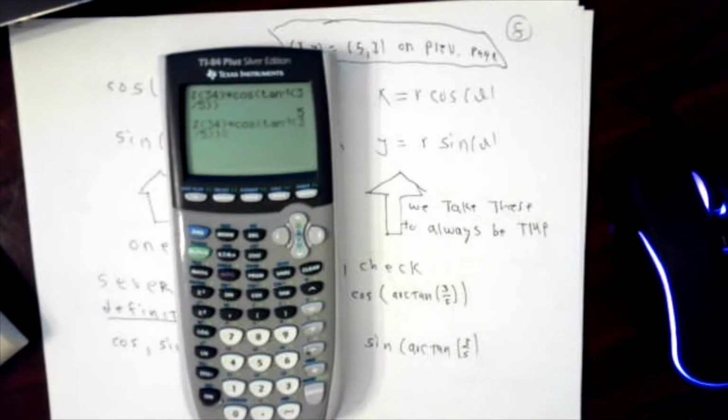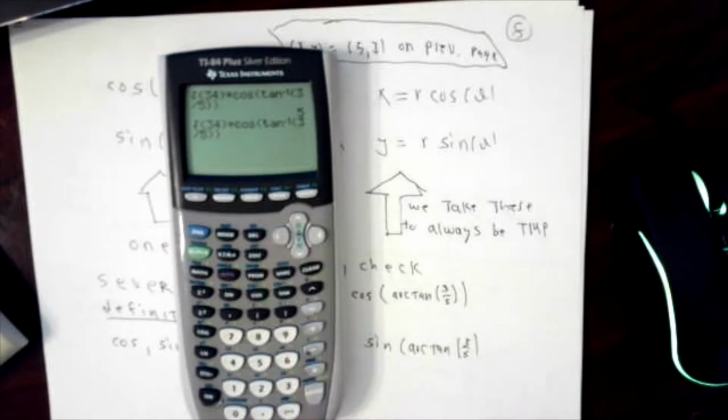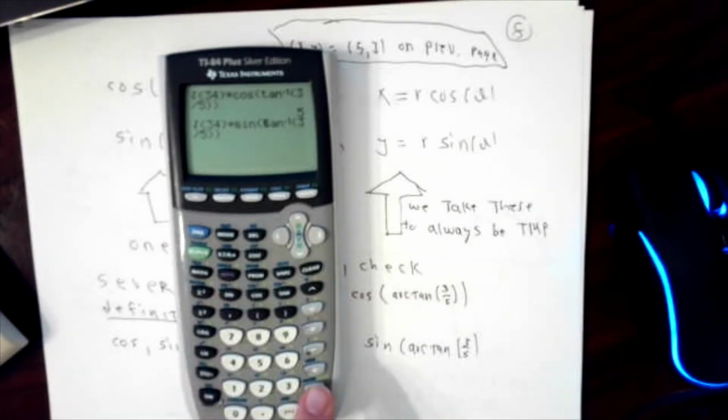I'll say second enter to bring my calculate line back up, and I'll back up until I'm on the cosine, and I'll change that to sine. The square root of 34 times sine inverse tan of 3/5 is 3, just like it's supposed to be. These are the x and y coordinates of the point. We had converted it over into polar and then used our other formulas to convert the polar back into Cartesian, and we get what we started with, which is good.